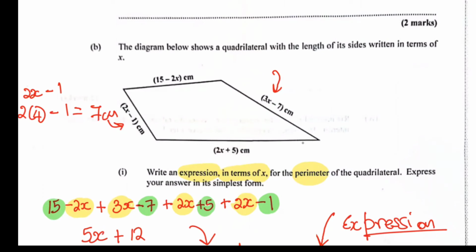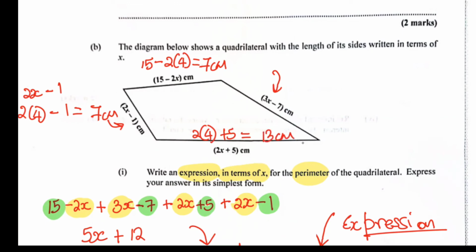So this other one here, x is still 4. And you have 15 minus 2x, which means 15 minus 2 times 4. Which means 15 minus 8, and this is going to still give you 7 like the other one. So there's another 7 right there. This one here, we have 2x, which means 2 times 4, and then you add 5 to it. 2 fours is 8, plus 5, 13 centimeters for that side.